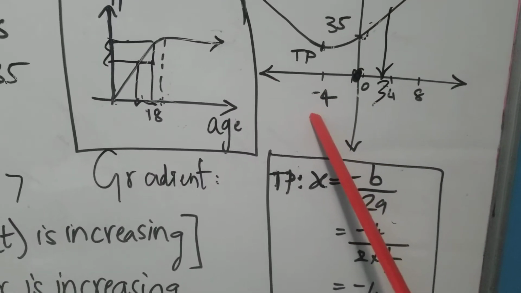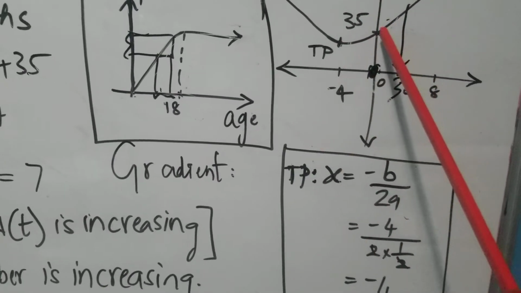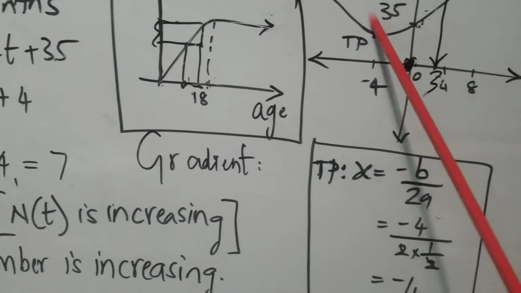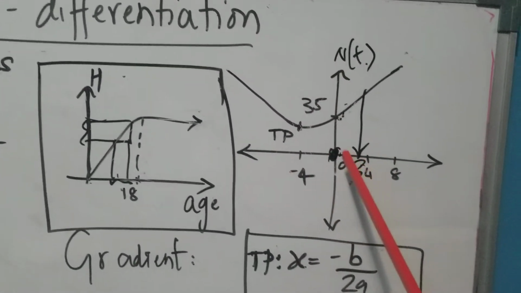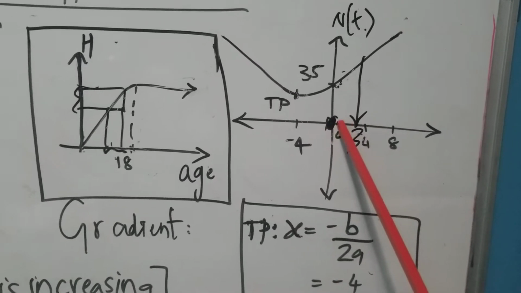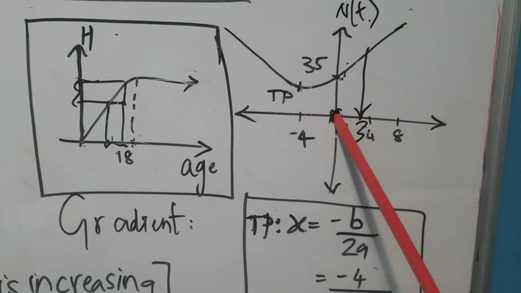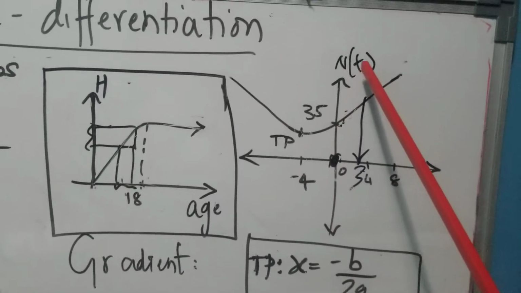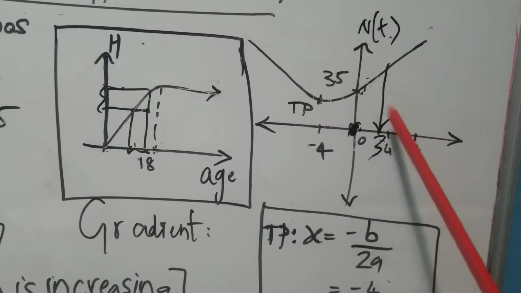It's negative because we have not started counting the number of kangaroos yet. We are only starting to count the number of kangaroos at 0. So this left-hand side part of the graph is obsolete for us. We have started counting the kangaroos at 0, 1, 2, 3, 4 months and so on. So when we started counting the kangaroos, t was 0 and the number of kangaroos N of t was 35. That's what the y-intercept tells us.